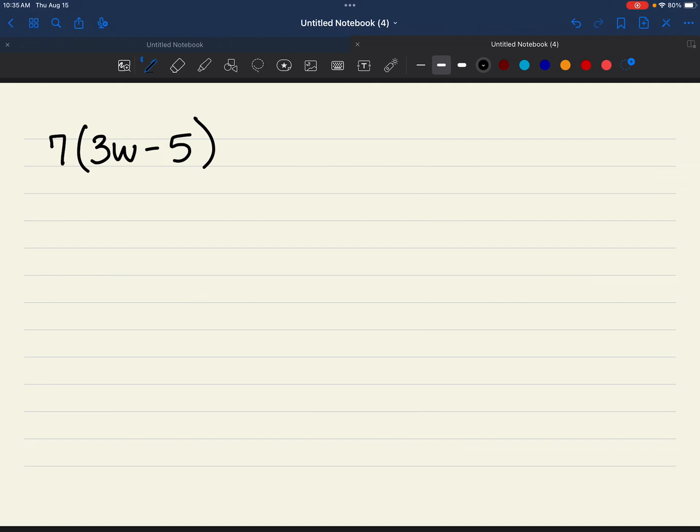Now, here's the deal. We talked about the other day what operation is shown with the 7 and everything inside parentheses. Multiplication. Multiplication, right? So I know I'm going to take 7 times 3w, and I'm going to take 7 times -5, okay?